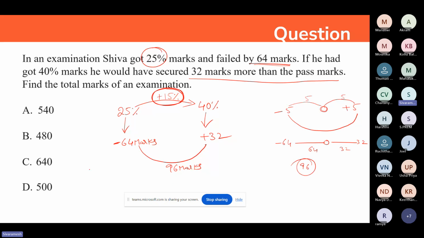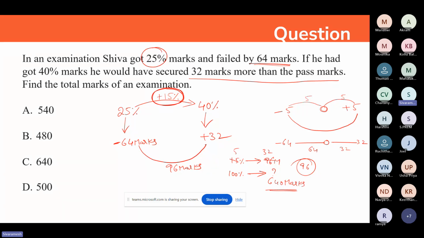Now I can say that the 15% difference is 96 marks. Now 15% is 96, and they are asking what is the total marks of the examination, that is, what is the 100% value. So when 15% is 96, how much will 100% be? You can cross multiply it directly, or you can cancel it here itself. 3 fives are 15, 3 thirty-twos are 96. To make 5 into 100, multiply by 20. So 32 into 20 is 640 marks. So 100% is 640 marks. This is how you can solve it.